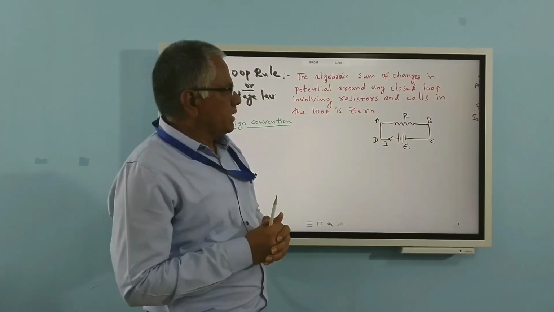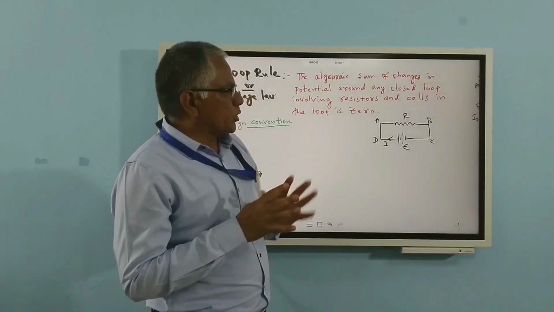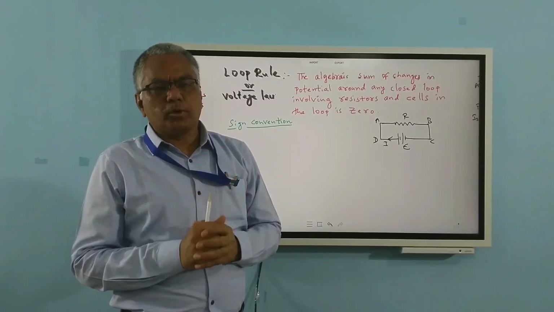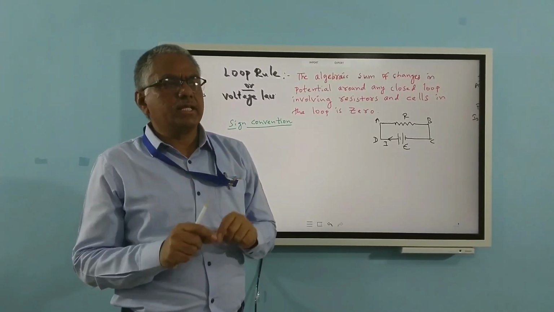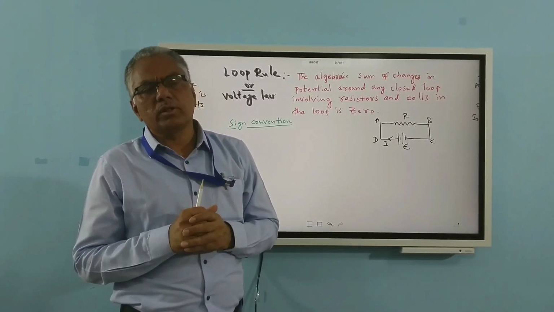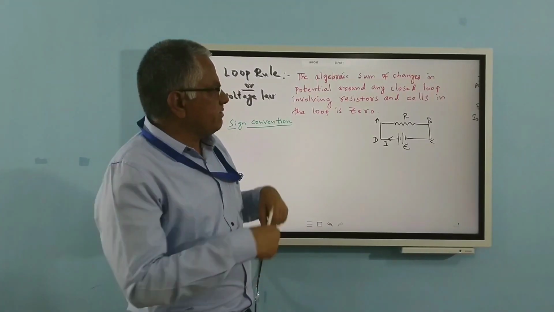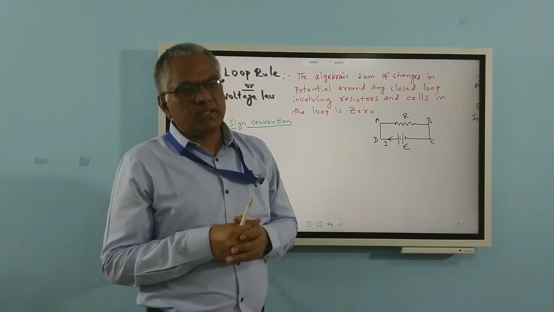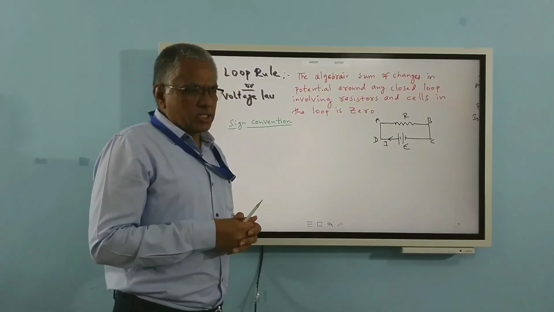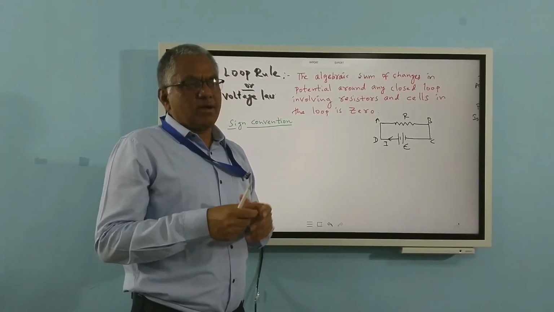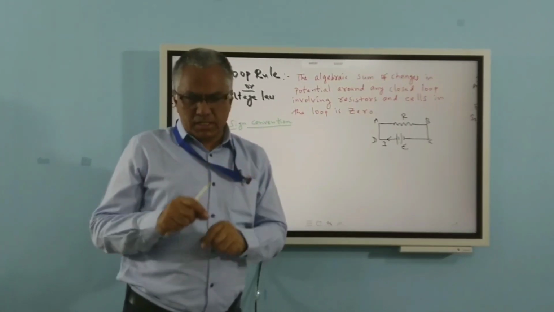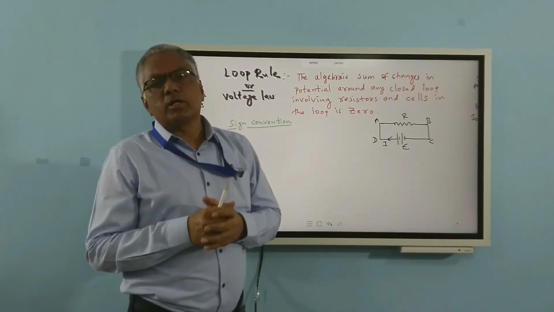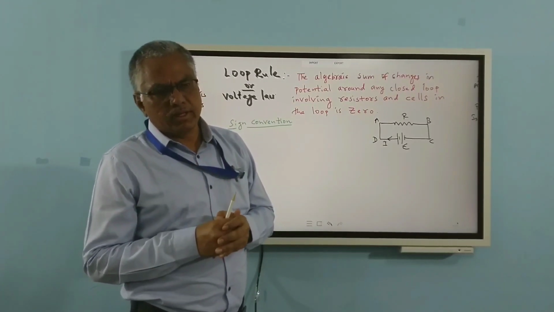That is another way. In any circuit, in a closed loop, the sum of the potential drops across the resistors and the sum of the EMFs will be equal to 0. Another way we can also define it: in a closed loop, the sum of the products of the currents and resistances in a circuit is equal to the sum of the EMFs in that loop. We can also write it that way.